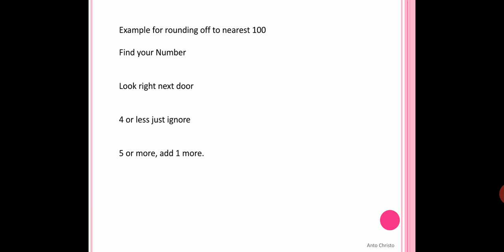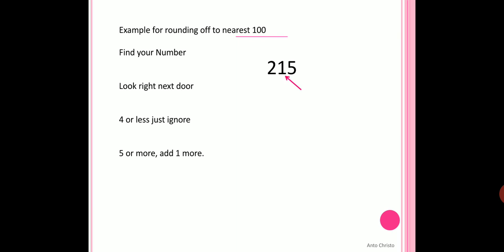Next we can see how to round off to nearest 100. Again I am keeping the poem for my reference. My first number is 215. Here in the question they have asked for nearest 100. So in hundreds place, which number do you have? You have number 2. The second line of the poem, look right next door. So next to 2, what do you have? You have the number 1.